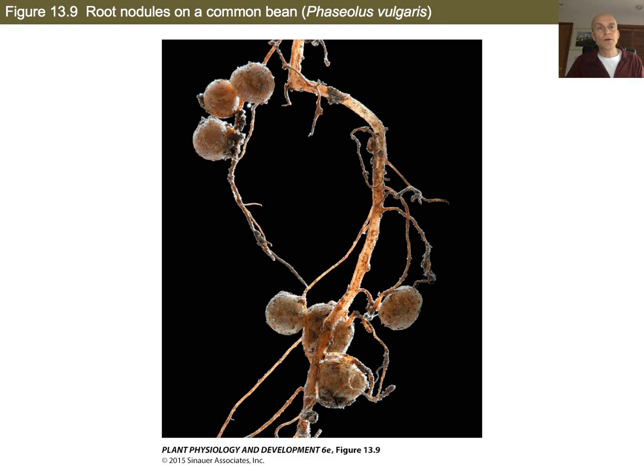Here's just a picture of what such interaction or symbiosis looks like. You have the roots, and you have these nodules that are made by the plant that are housing the bacteria, and then the infection threads go all the way into the roots. This is an example of an interaction between bacteria and a bean plant.